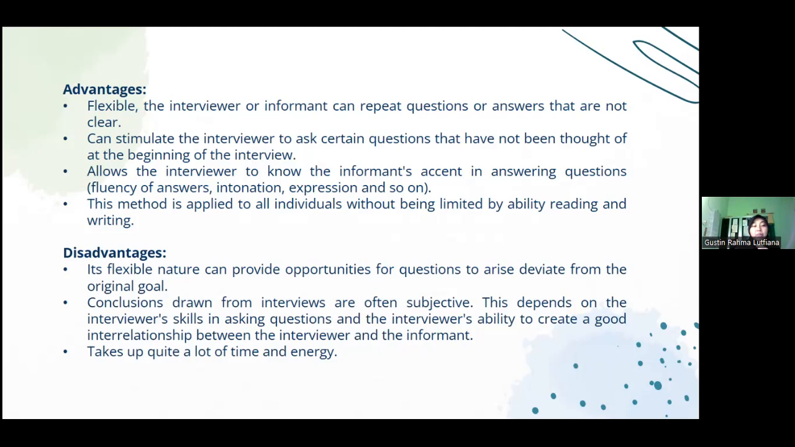And the fourth is this method is applied to all individuals without being limited by reading and writing ability. And the disadvantages: the first is its flexible nature can provide opportunities for questions to arise that deviate from the original goal. And the second is conclusions drawn from interviews are often subjective. This depends on the interviewer's skill in asking questions and the interviewer's ability to create a good interrelationship between the interviewer and the informant. And the third is it takes up quite a lot of time and energy.